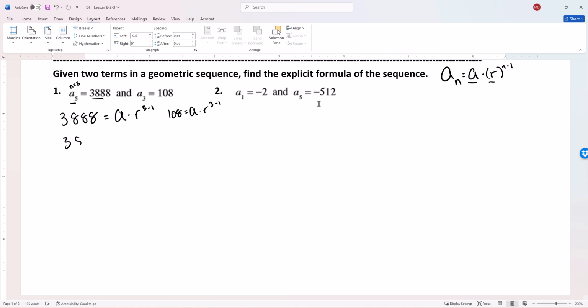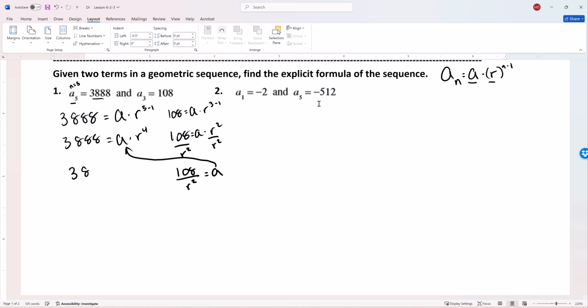Now I can simplify that to the fourth and then squared. So now we're going to use substitution for us to be able to solve these. In substitution, we can get a variable by itself. So for example, I can divide both sides by r squared here. So I get 108 over r squared equals a. So that means I can substitute that in for a here.